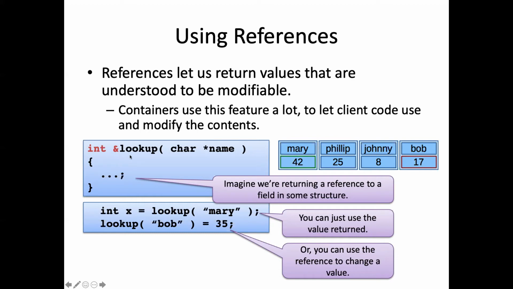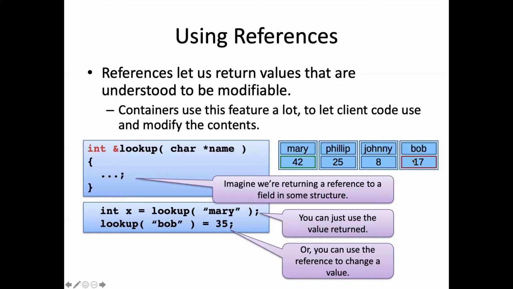I could implement a lookup function. You give me a string you want to look up. I'll go through the list, match the name that goes with that string, and return the value. So for Mary, I would return 42. For Bob, I would return the 17.